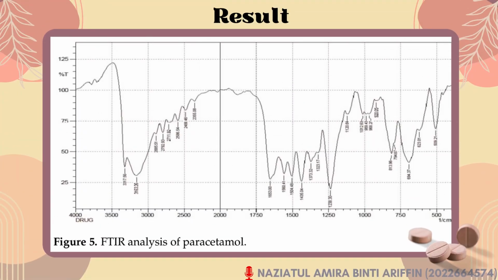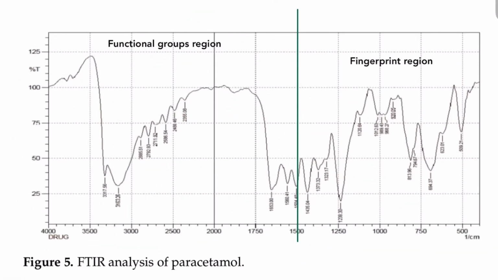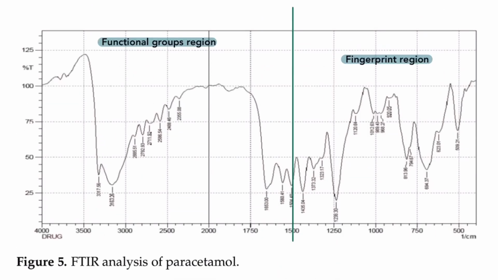This is the result for the FTIR analysis of paracetamol. I will be slowly explaining and analyzing the functional groups that are present in the paracetamol. So firstly, this FTIR will be divided into two regions, which are the functional groups region and also the fingerprint region. Alright, so firstly, let's look at the broad peak at 3163.26. This indicates the presence of the stretching band of the phenol functional group.